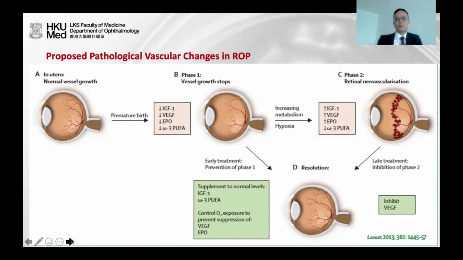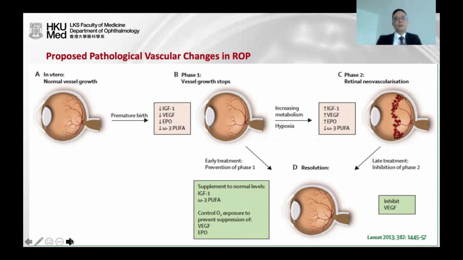This is phase 1 of the proposed pathological vascular changes in ROP by Lois Smith. With increased metabolism, the retina becomes relatively hypoxic, especially in the avascular retina. This in turn upregulates the production of VEGF and other angiogenic cytokines, leading to phase 2, retinal neovascularization.